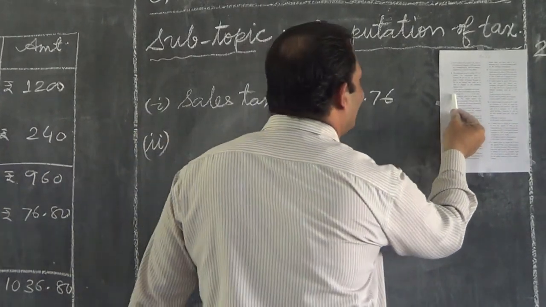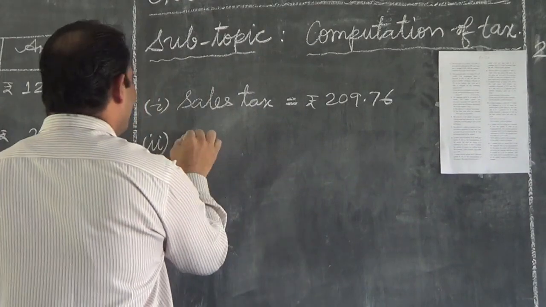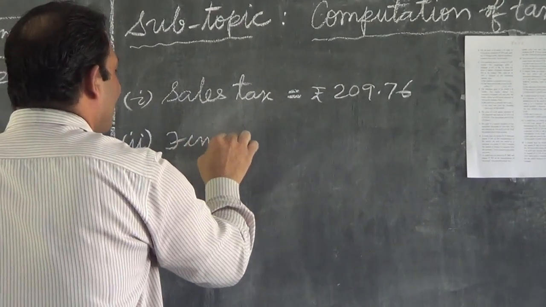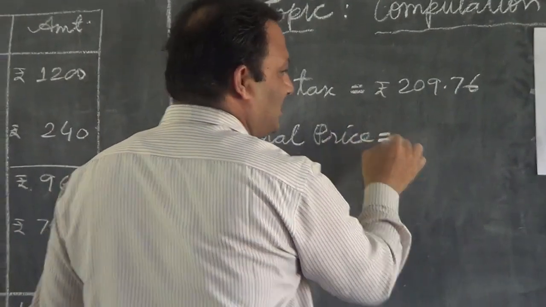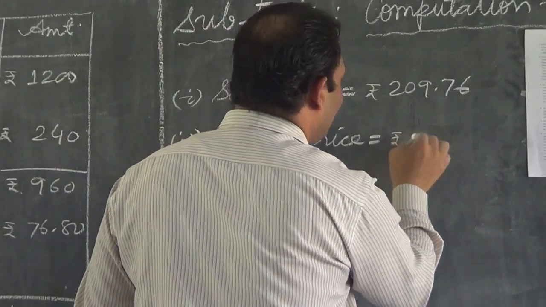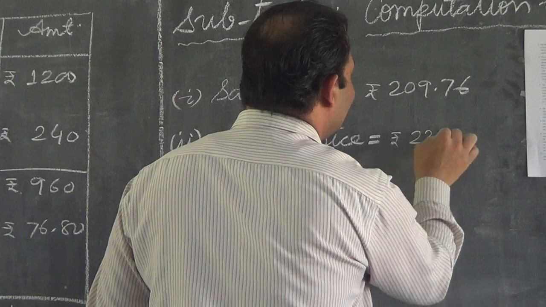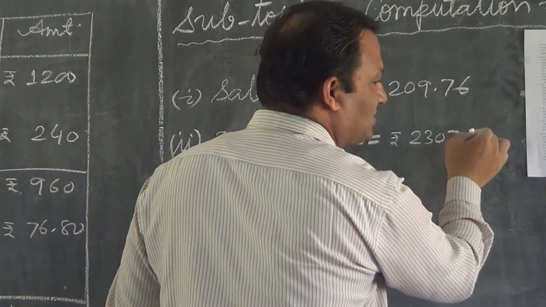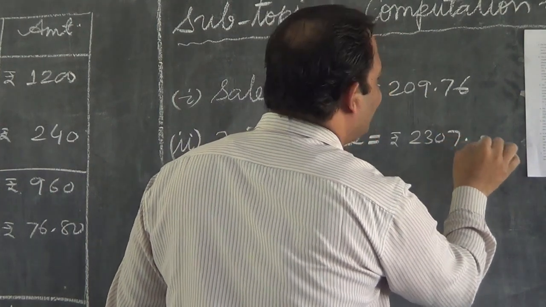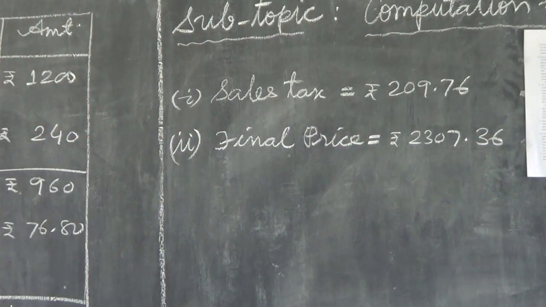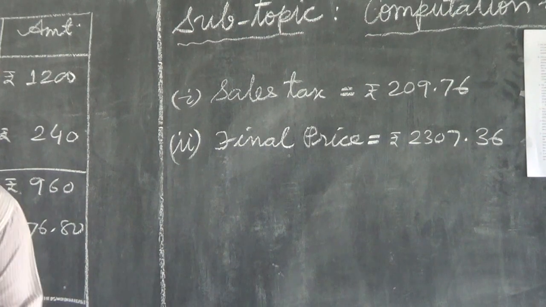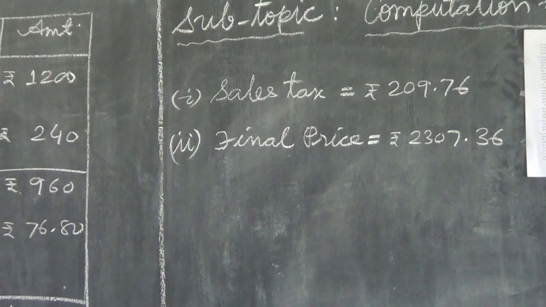Second bit of the answer, final price. Final price equals, from the table, 2307.36. So the solution to question number 2 is also ready, in the tabular format.